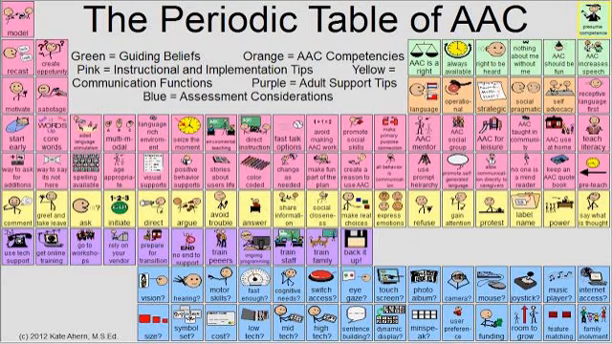So any independent speech generating device response that activated the speech output, so you have to hit it hard enough, you have to hit the right spot, within 5 seconds was immediately reinforced with that highly preferred item. But if no response occurred or an incorrect response occurred, the interventionist physically prompted the response. So they always received the highly preferred item.